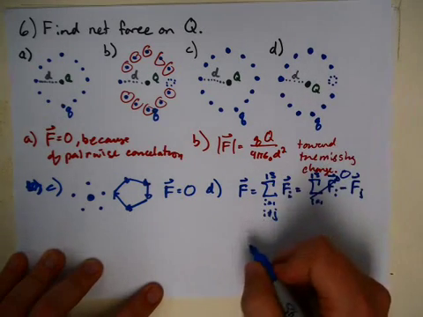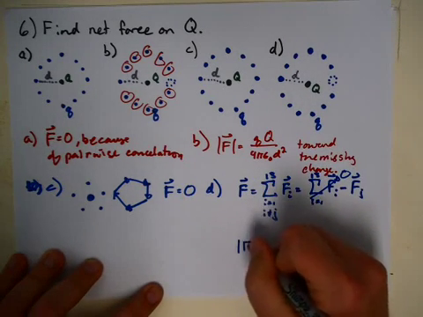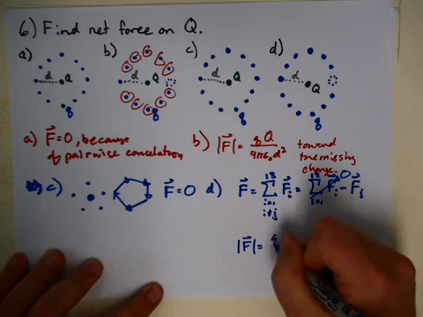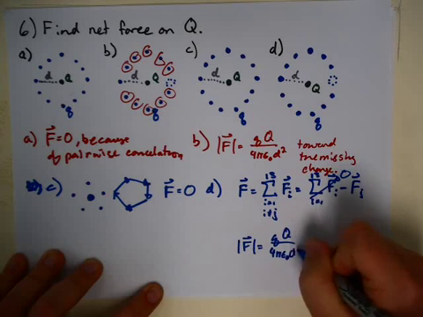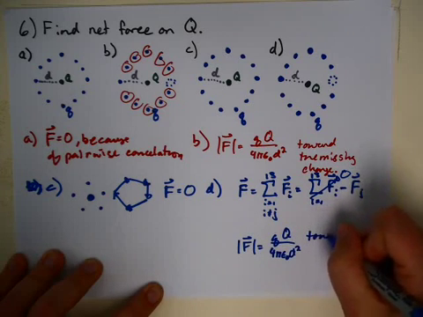Since we know the distance is d, again, we can make the statement that the magnitude of the force is going to be q, big Q, over 4 pi epsilon naught d squared, and it is towards the missing charge.